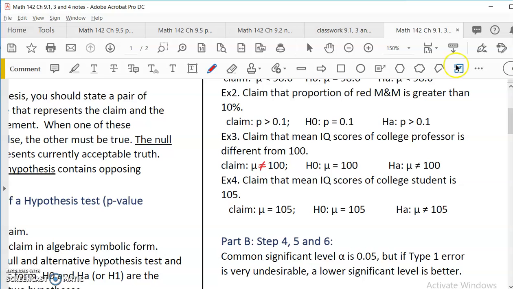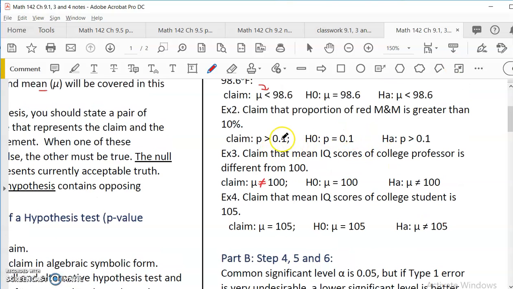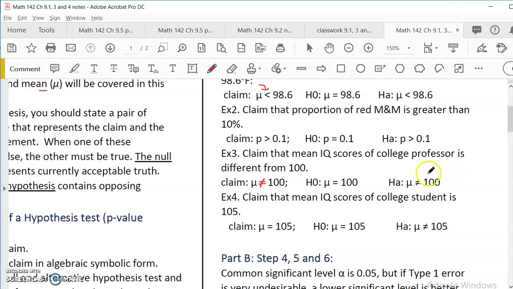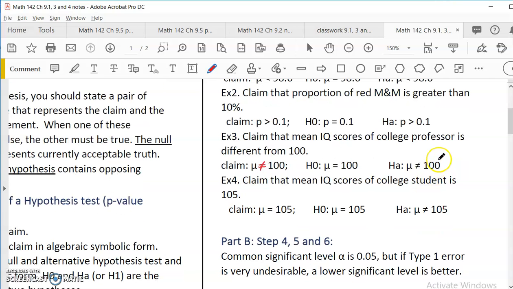In the first three, you can see that almost 100% of the time your claim is the alternative. That's why it's called the research hypothesis: whatever you want to prove against the status quo.